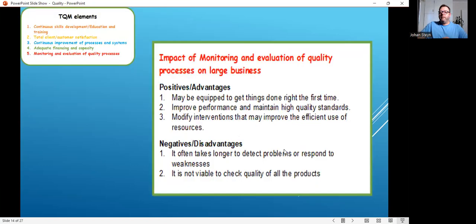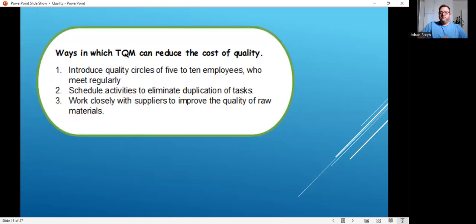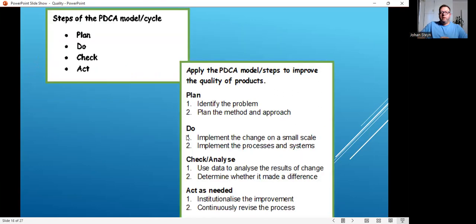Then we look at the PDCA model, or the steps in the PDCA model. So plan, do, check, act. How do we implement this? So that means to plan, you need to identify a problem and how are you going to fix it. When you look at do, implement the change on a small scale, and you implement the processes and the system. So that means people need to be trained when you do this.